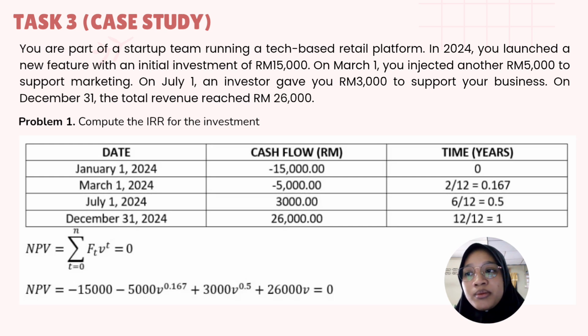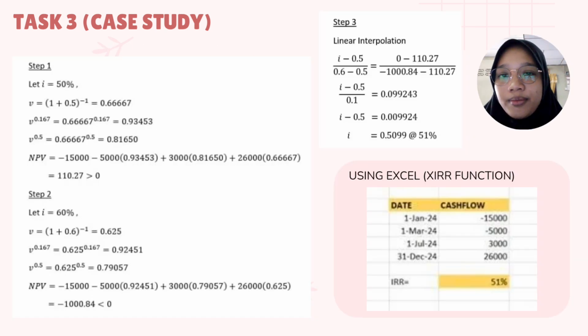Okay, so problem 1, compute the IRR for the investment. IRR is internal rate of return, when the NPV equals 0. So from the problem, we get the equation as written. For the first step, we use linear interpolation. So we assume i equal to 15%, and we find the value of V and substitute in the NPV formula. So we get 110.27, which is more than 0.